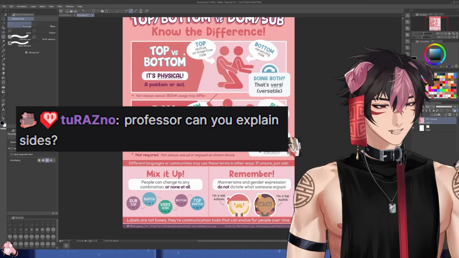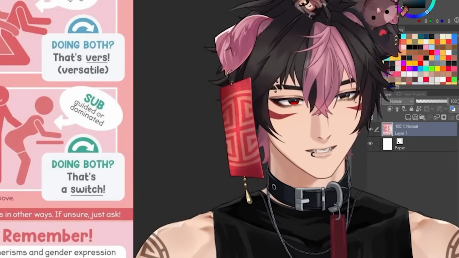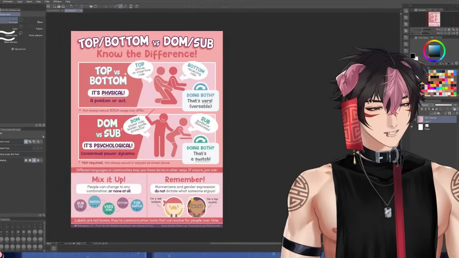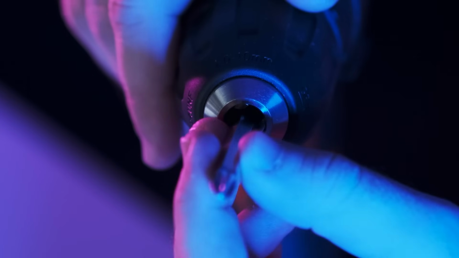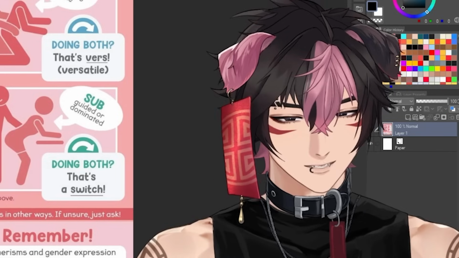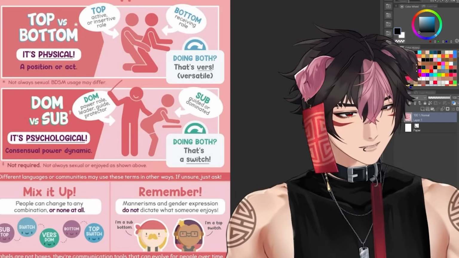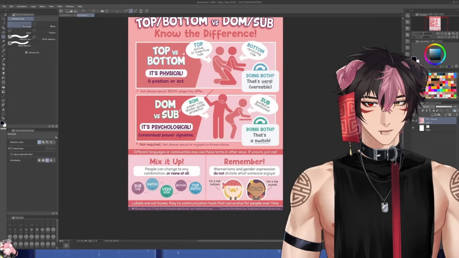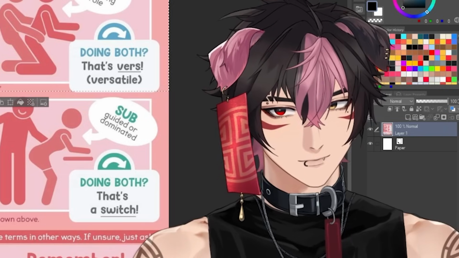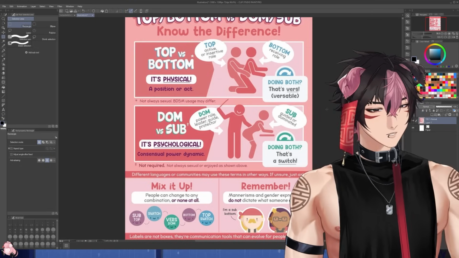Professor, can you explain sides? Yes, I actually didn't know what sides were until like last year. A side is someone who doesn't like penetration. They only do other sexual stuff, but there's no inserting. That would go under the top and bottom category. It's like a subcategory of that, I guess.